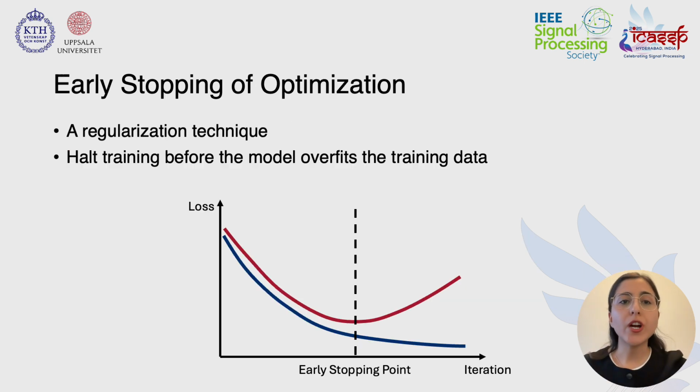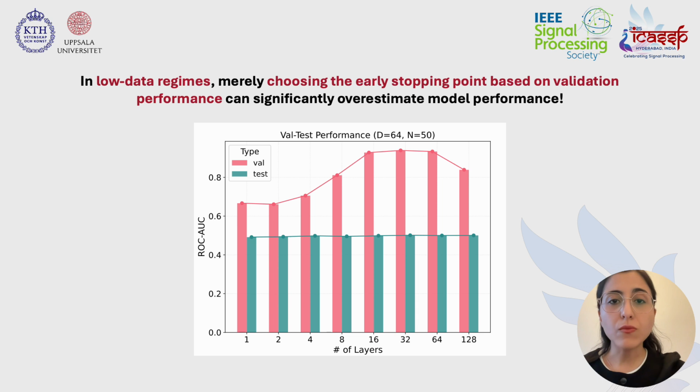Early stopping is a widely used regularization technique where training is stopped once validation performance stops improving. While this prevents overfitting, it can also lead to misleading performance estimates if not carefully handled. In this work, we show that in small datasets, selecting the earliest stopping point based on validation performance alone can lead to an inflated estimate of model performance. This effect is amplified in deep learning models.